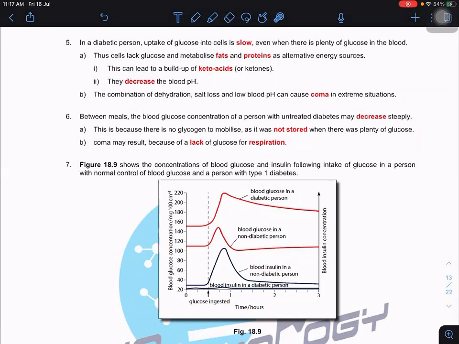So the combination of dehydration, salt loss, and low blood pH can lead to coma in an extreme situation, if it is not treated. But a person with untreated diabetes may also have blood glucose concentration decrease steeply between meals. Why? Because during a high carbohydrate meal, they can't absorb glucose or store glucose. So they don't have glycogen to mobilize when they lack glucose. Coma may result because of lack of glucose for respiration.